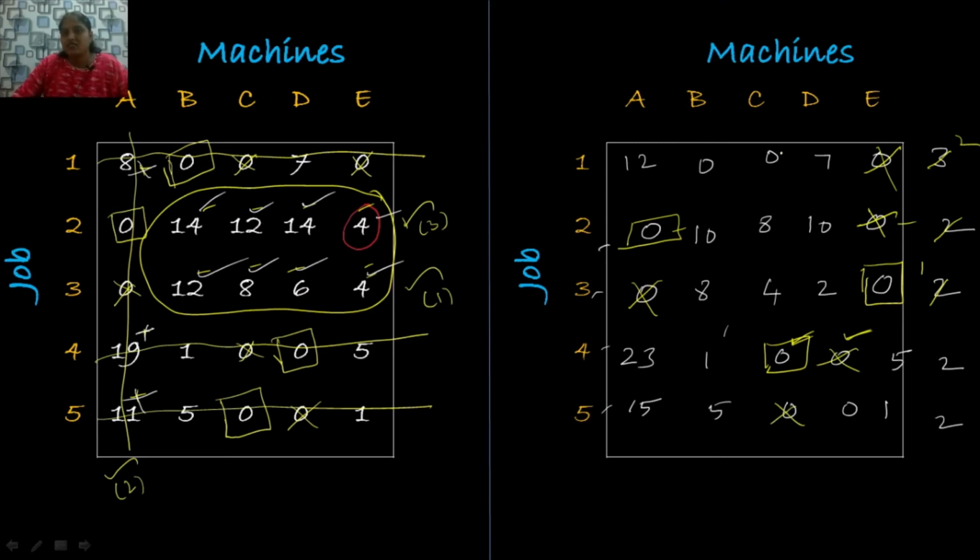The column has 2 zero elements, so cross this element. Now the last row has only 1 zero element, whereas the first row also has only 1 zero element. So I am going to make an assignment for the last row first. So at this position I am going to make the assignment. After making the assignment, cross the remaining zeros in the same row and column.